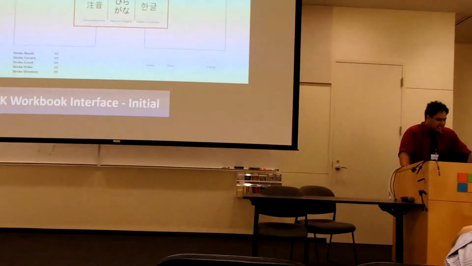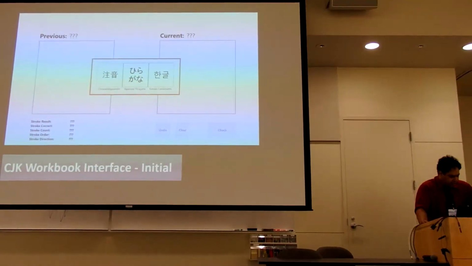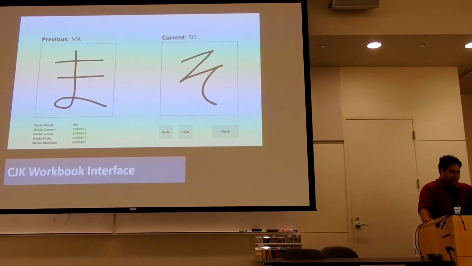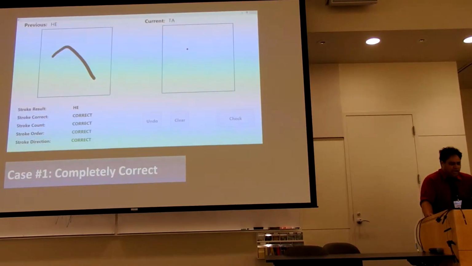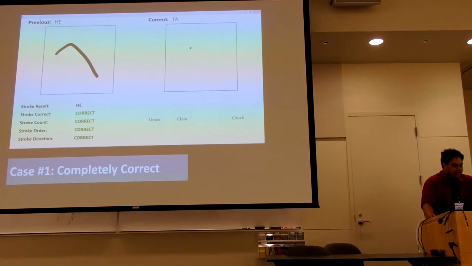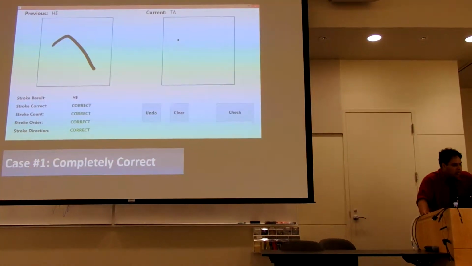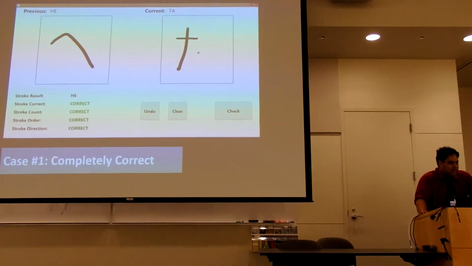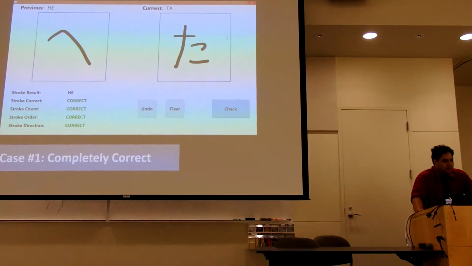So here's the interface. I'll go really quick. In the initial interface, you get to choose between 3 different scripts. Then in the input interface, on the left is where you get the feedback, and on the right is where you do the writing. Case 1 is completely correct. So right now, it draws, and then you draw it really quick. And then when you do a check, it says that it's correct.